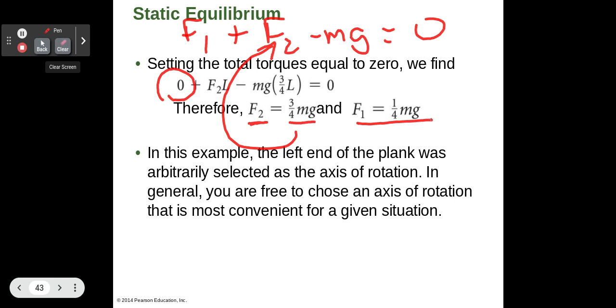So it does not matter which end you choose as the axis of rotation. We choose that arbitrarily, and you can choose either one you want, whichever is most convenient. And later on, it's going to be whichever one gives you the easiest math.